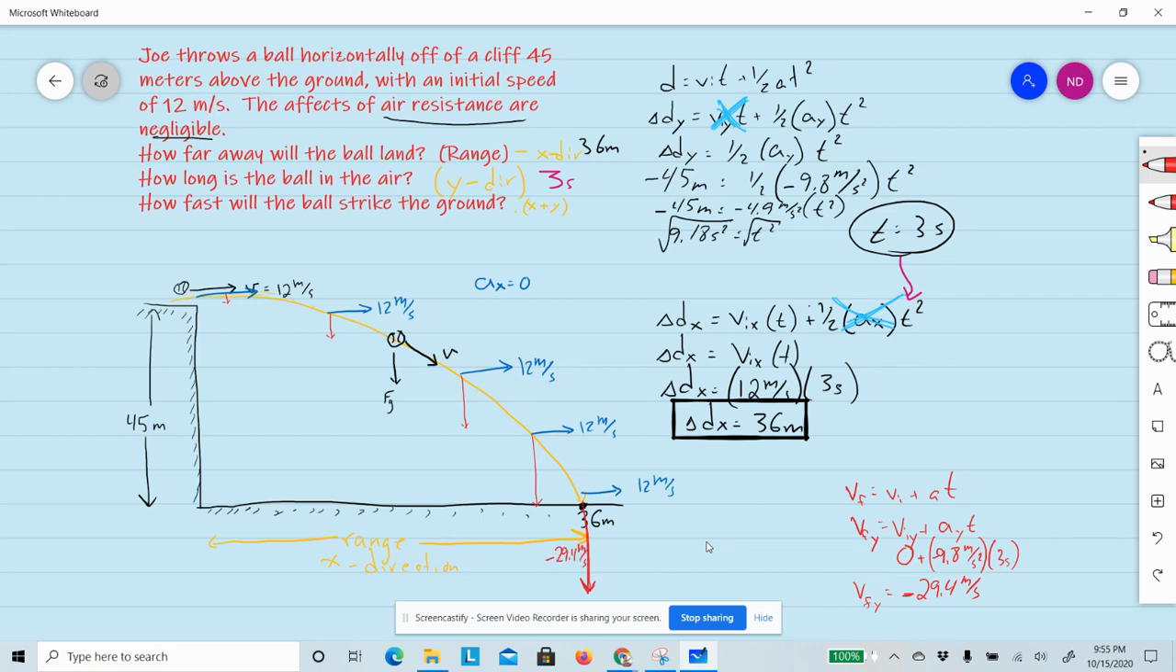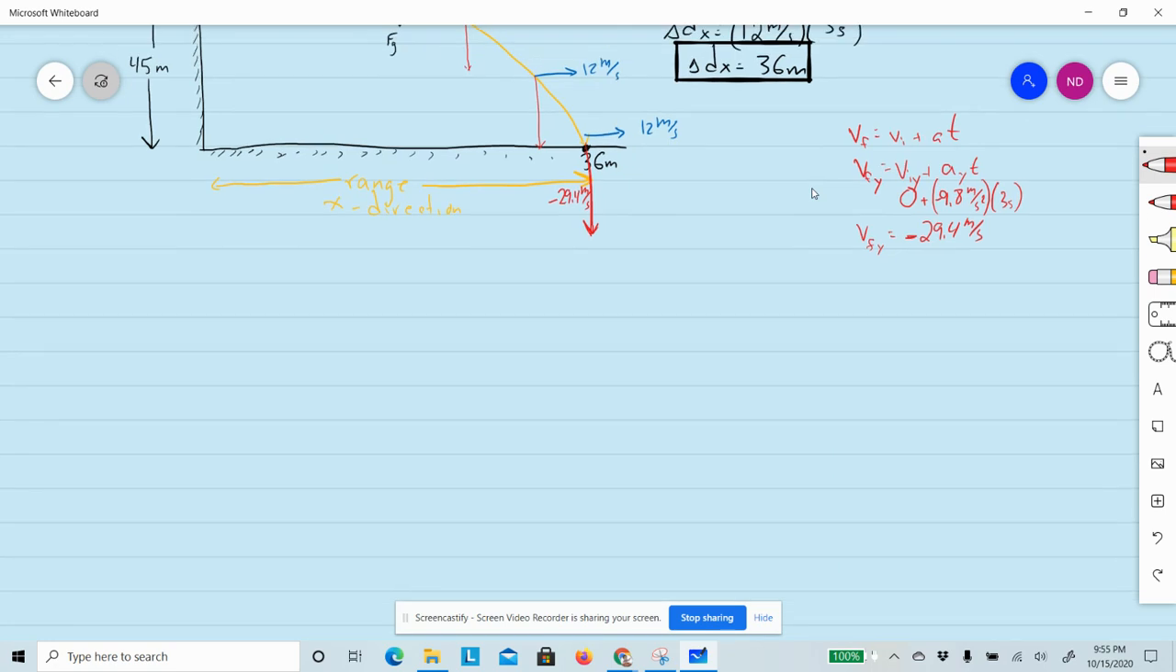29.4 meters per second. And it's got a sideways velocity of 12. So now we got to combine those. They're at right angles to each other. How do we combine a sideways velocity of 12 and a vertical velocity of 29.4? That should be easy. Both are vectors, 12 meters per second that way, and 29.4 meters per second that way.